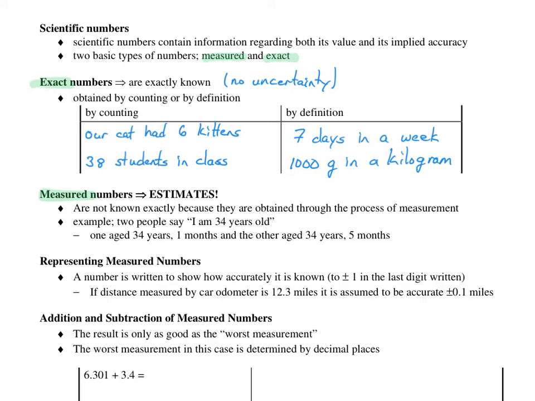The other type of number is measured numbers. These are not known exactly because they're obtained through the process of measurement. In other words, they're estimates. To illustrate that, we can consider two people who both say that they are 34 years old. When we look closer, we see they don't have exactly the same age, but they can both correctly say that they are 34 years old because 34 years is an estimate of their age.